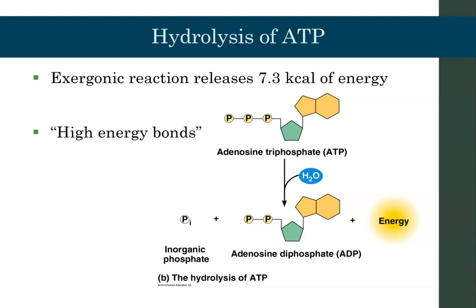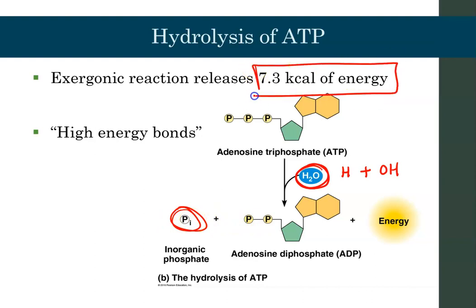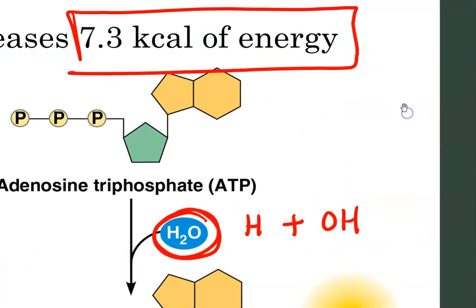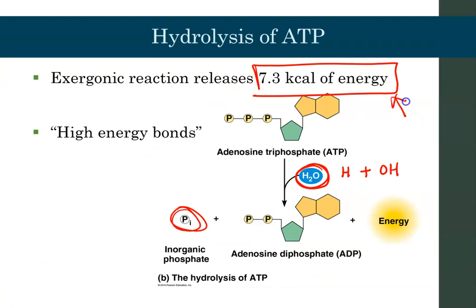So we can use hydrolysis, adding water. Hydrolysis actually means to break water. So we're going to break this water into an H and an OH, and we're going to use it to split off this inorganic phosphate. Now, when we do that, we release some energy. A specific amount of energy, that is 7.3 kilocalories of energy. So every time we release ATP, we get a finite energy out of that broken bond.